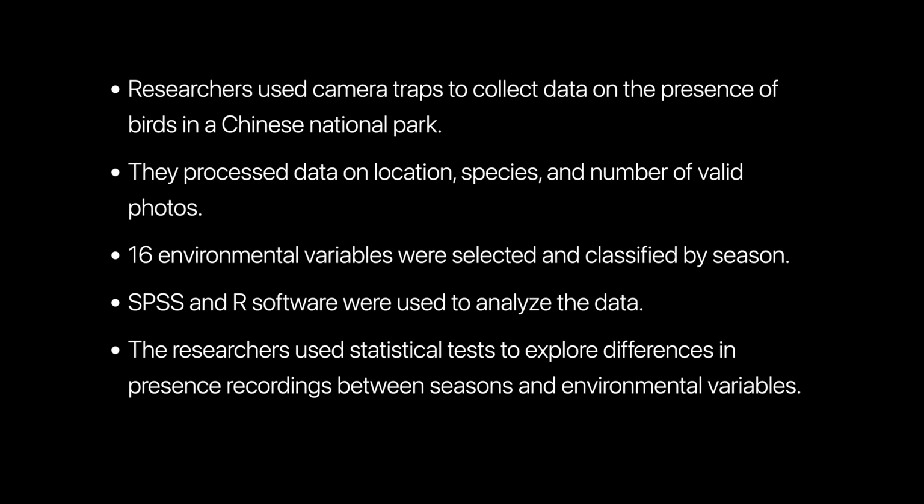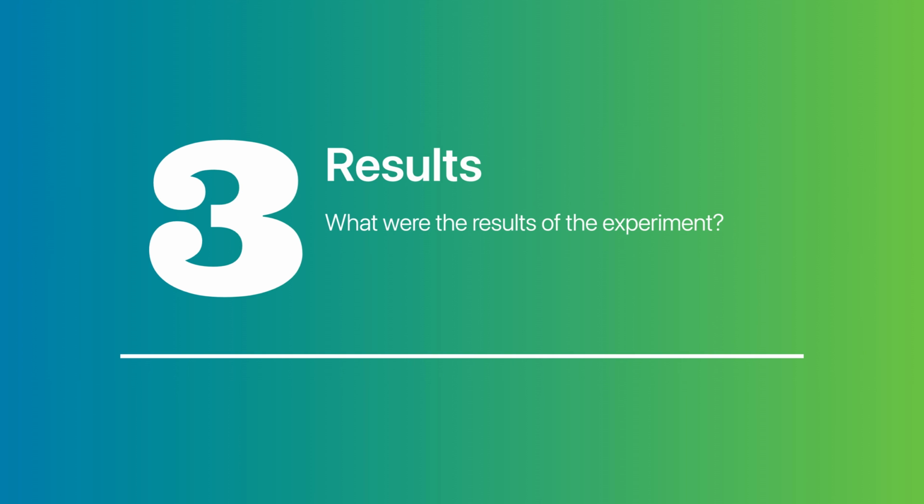They used SPSS and R software to analyze the data, performing the Shapiro-Wilk and Mann-Whitney tests to check the sample's normal distribution and explore differences between presence and absence recordings in each season. They also used the Kruskal-Wallis test with Bonferroni correction and the Mann-Whitney test to explore whether topography, vegetation, and human disturbances had significant differences between presence recordings from different seasons.